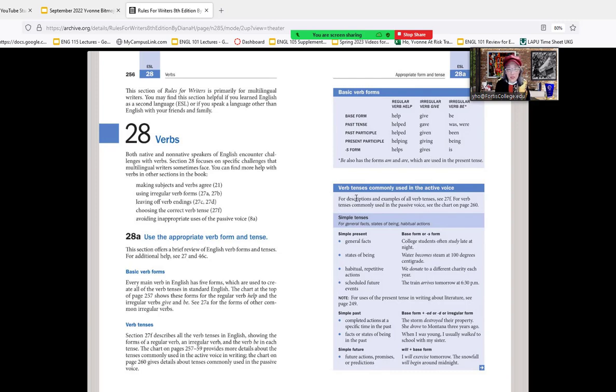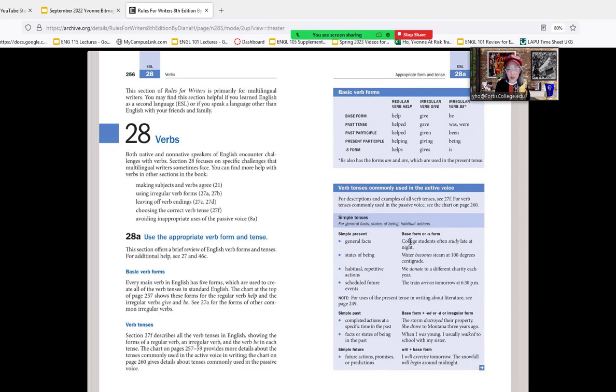So, verb tenses commonly used in the active voice. In the simple present, we use the simple present when we want to discuss general facts, states of being, habitual or repetitive actions, scheduled future events.